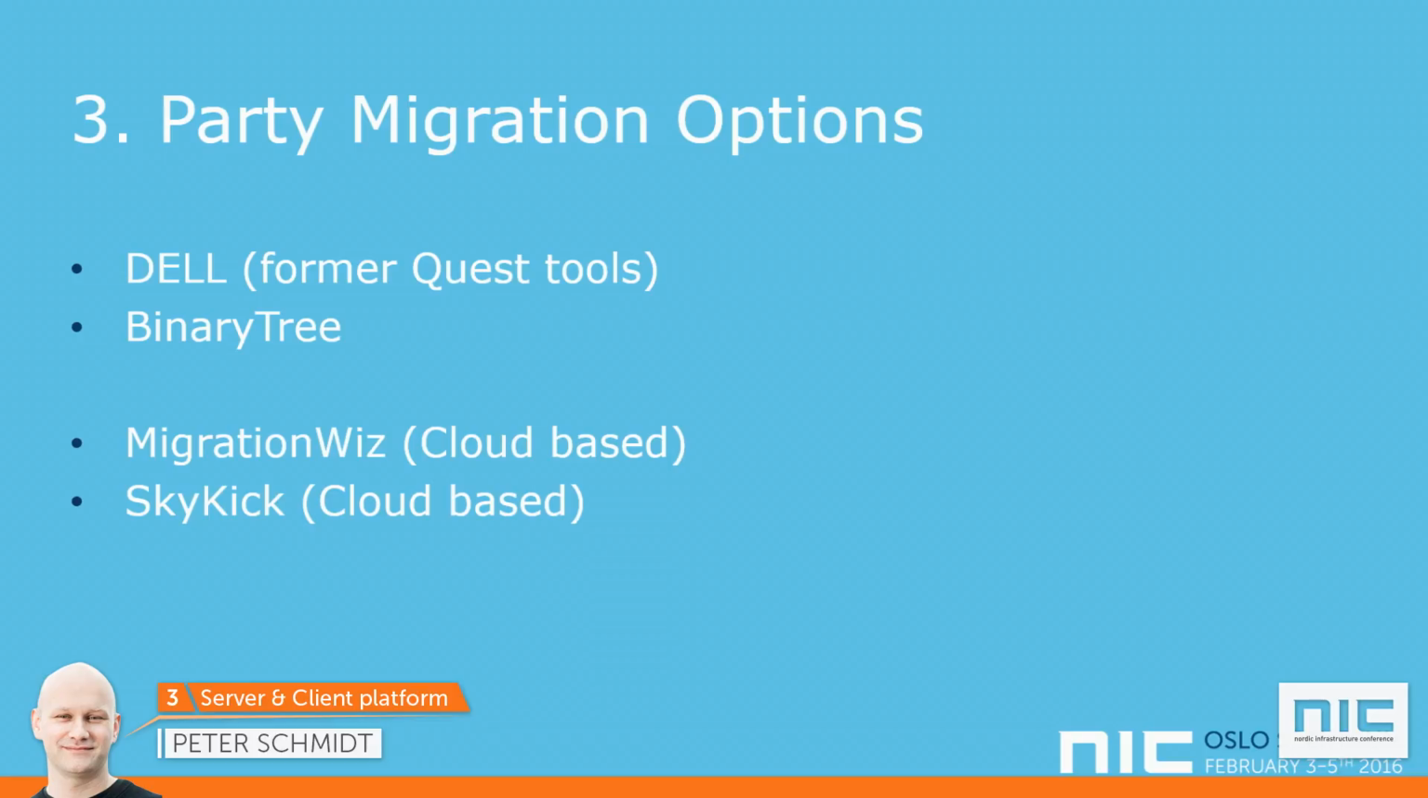Newer offerings have been MigrationWiz and SkyKick, which are purely cloud-based offerings where you go to their websites and pay per mailbox you want to move, or if you're moving public folders, you do it per data. Then it will contact your environment more or less the same way Office 365 contacts your environment as well, and it pulls the data.